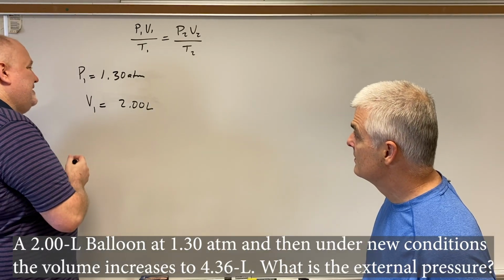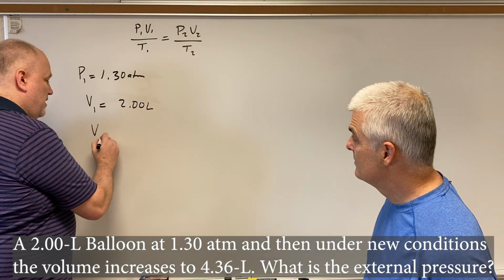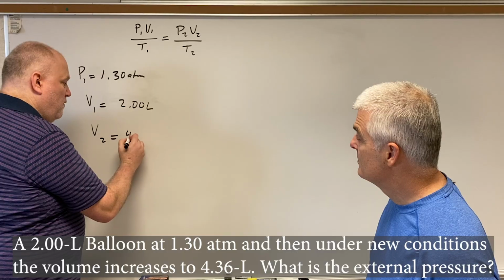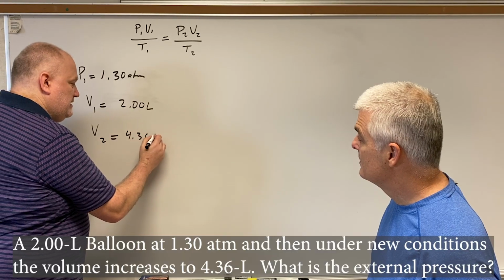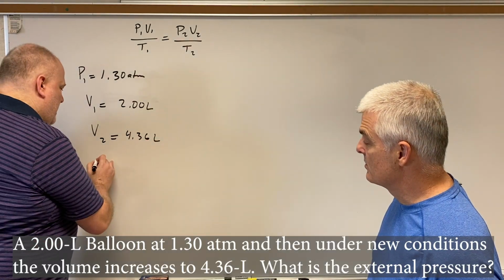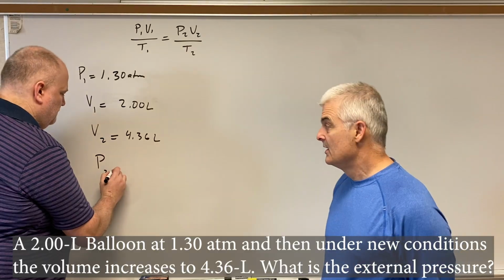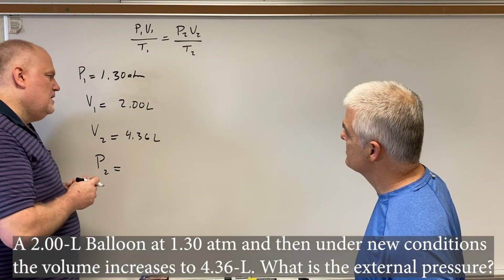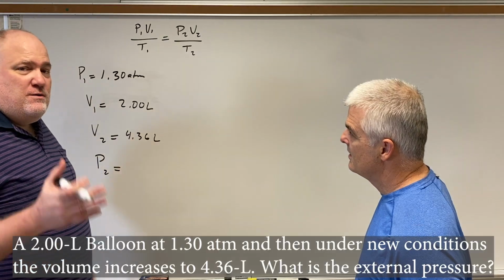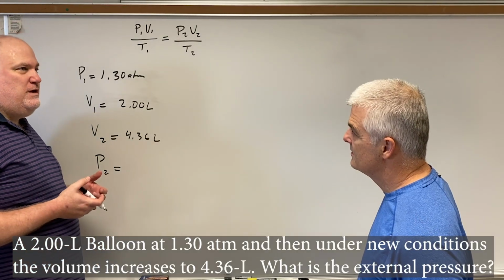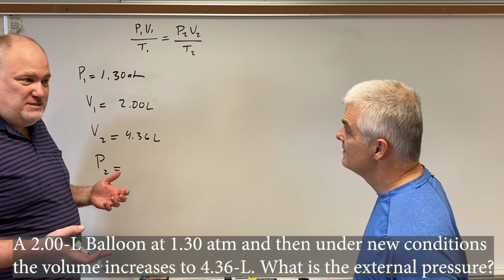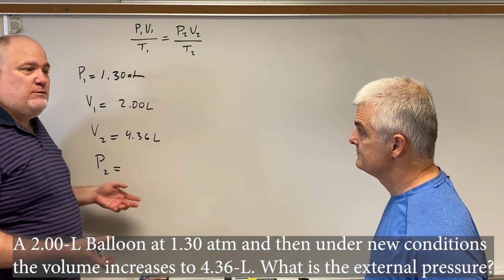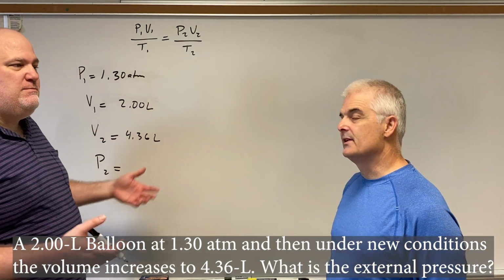If you take a look at the problem, it says that the new volume, we'll call that V2, is now 4.36 liters. So the question, of course, is what is the new pressure? Now, that's weird. Wait a second. In our equation, we've got these T's, and we haven't even referenced them. Now, typically in a problem, if we don't include a variable, we're just saying that it's constant. If we'd written this a little more clearly, we'd have said, hey, temperature is constant.